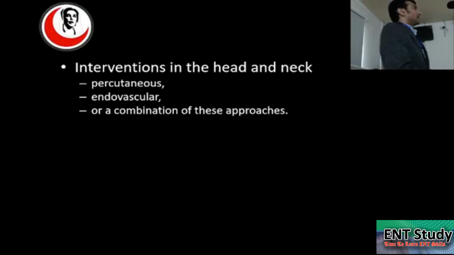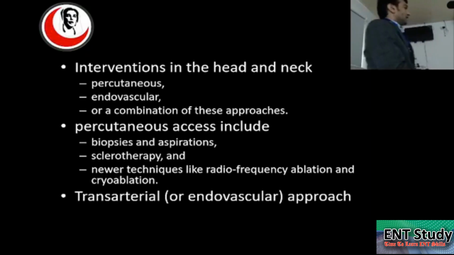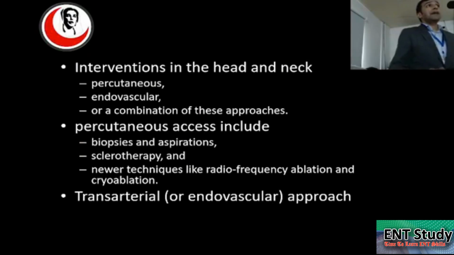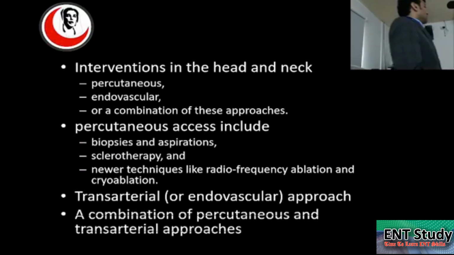Interventions in the head and neck can be performed via percutaneous, endovascular, or a combination of these approaches. The procedures that predominantly require percutaneous access include biopsies and aspirations, sclerotherapy, radiofrequency ablation, and cryoablation. The transarterial or endovascular approach is a mainstay of treatment in head and neck bleeding as well as in the pre-surgical embolization of tumors. Sometimes a combination of percutaneous and endovascular approaches is used, such as in high flow vascular malformations and hypervascular tumors.